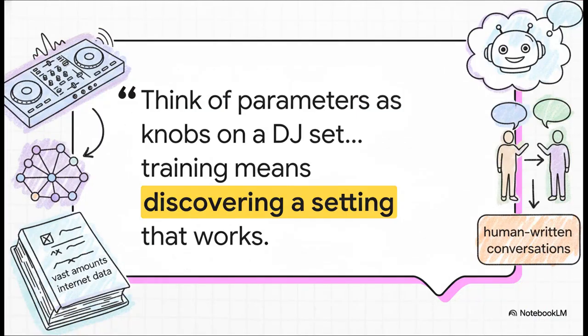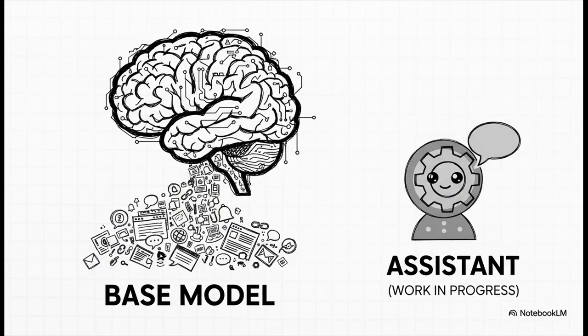I absolutely love this analogy from the AI researcher Andrej Karpathy. He says to think of training as twisting billions of knobs on a giant DJ set. Each tiny adjustment tunes the model, helping it slowly discover a configuration, a setting that perfectly matches the statistical patterns of human language it saw in all that training data. So after months of this training, costing millions of dollars in computer power, what do we actually have? We have what's called a base model, and it's not a helpful assistant yet, not at all.